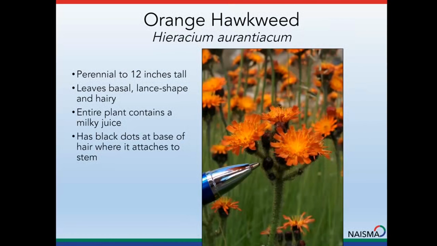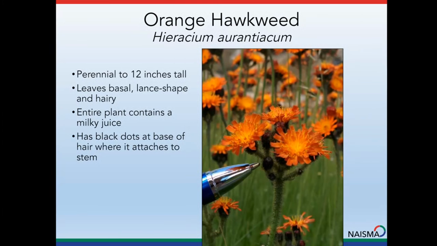So then we move on to orange hawkweed. I think this is the only orange plant we deal with, so it should be pretty easy. Mostly there's not a whole lot of truly orange flowers in North America, but orange hawkweed is perennial, can grow only about 12 inches tall. Its leaves are all basal and lance-shaped and very hairy.